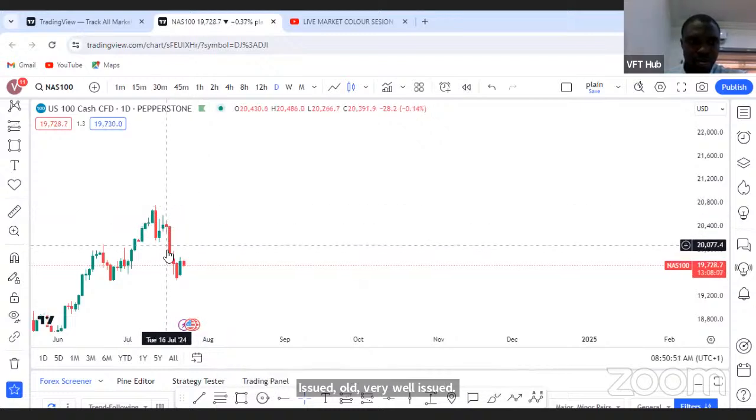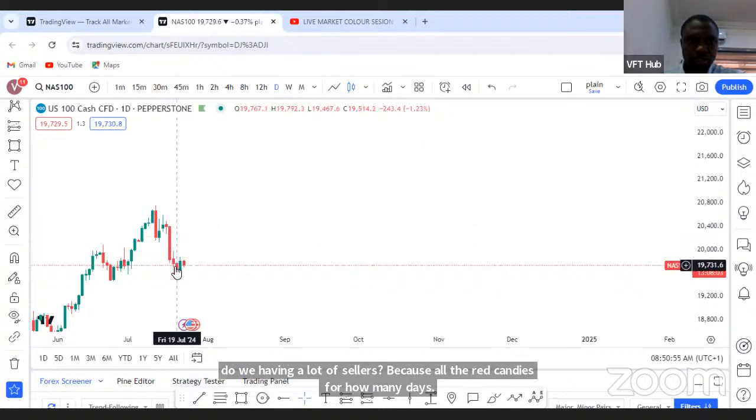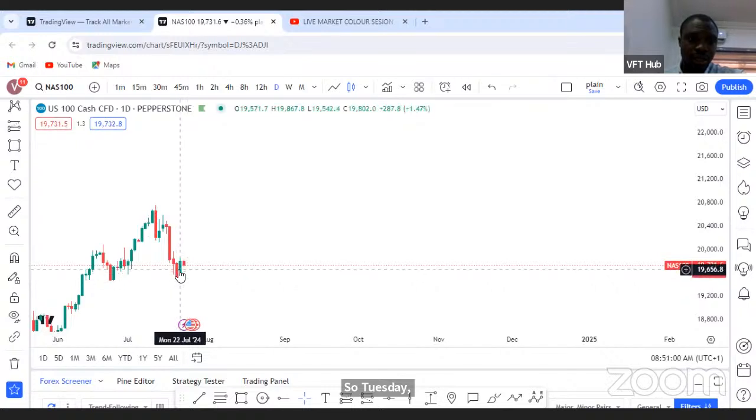Look at all the red candles. For how many days? So Tuesday, Wednesday, Thursday, Friday. Strong selling pressure, right? We really had a red candle just yesterday, which was Monday.